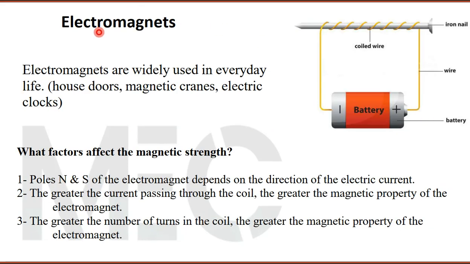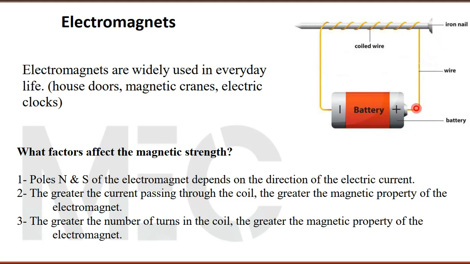What is an electromagnet? For example, we have a battery here, and a wire connected to the positive and negative poles, and we have wrapped it around the iron nail. So we need a battery, or an electric circuit, wire of course, and an iron core, or a piece of iron.